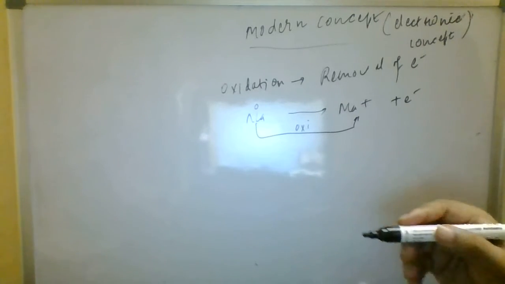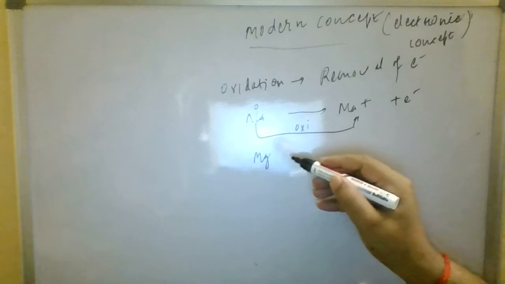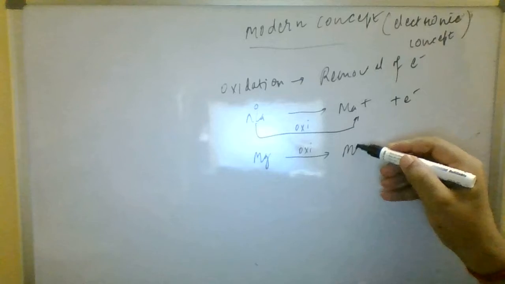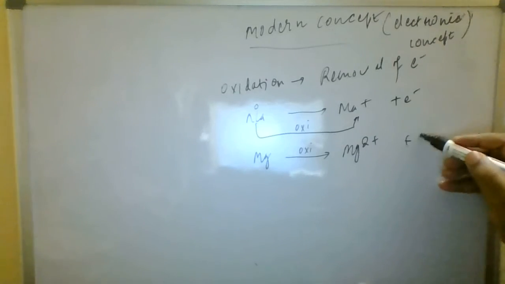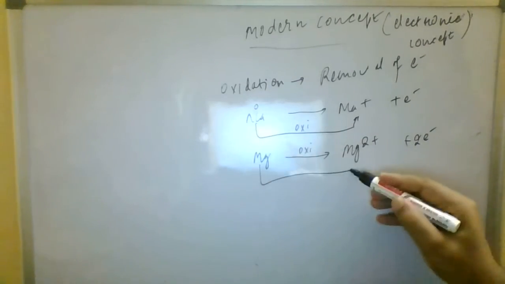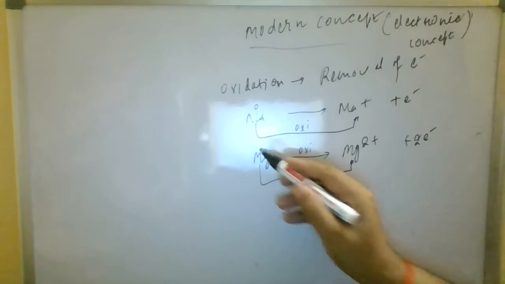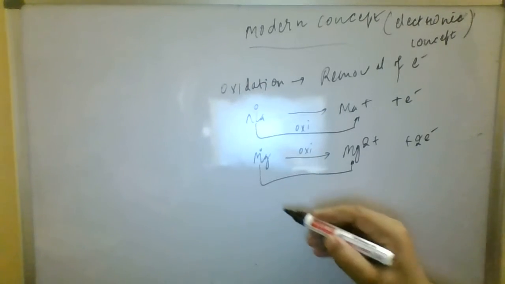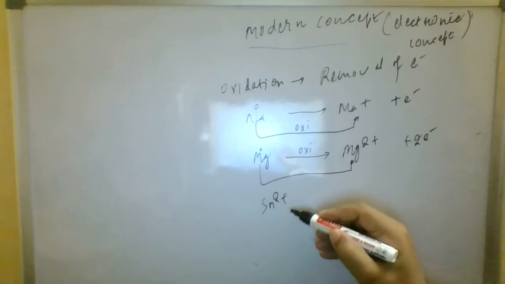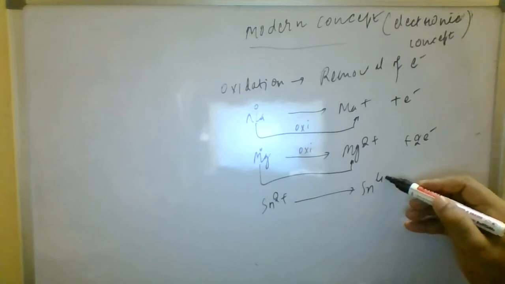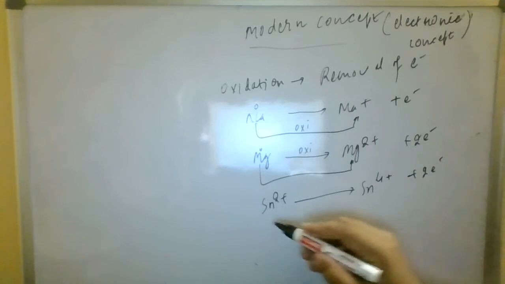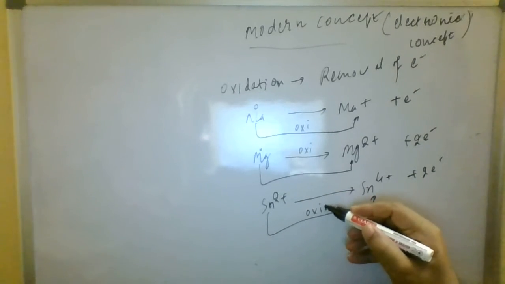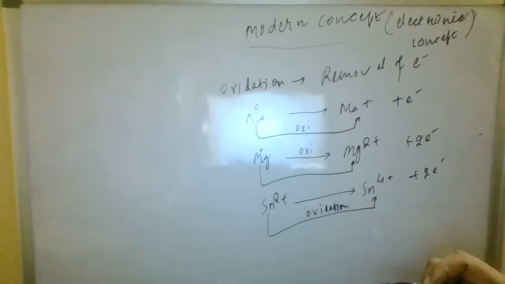Now, another example: suppose I have Mg, and if you do the oxidation, it gives Mg2+ plus 2 electrons. So the change here is from 0 to 2 positive. This is also an example of an oxidation reaction. Suppose we have Sn2+ changing into Sn4+ plus 2 electrons. Here the charge increases from 2 to 4, so this is again an example of an oxidation reaction.